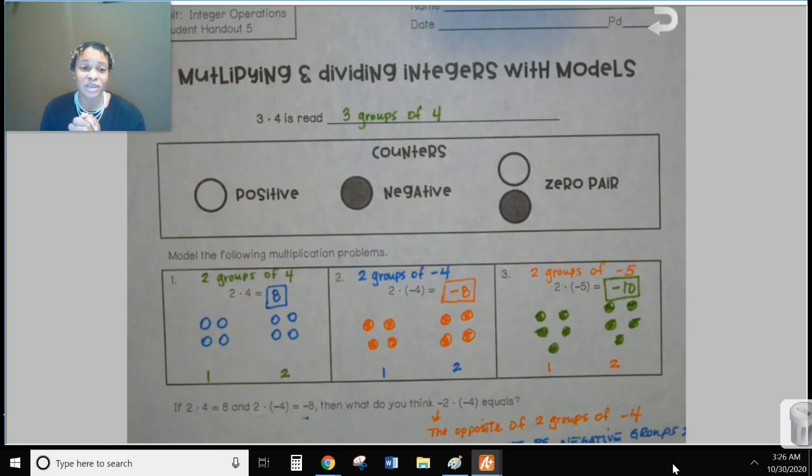Today we'll be finishing up the rest of this multiplying and dividing integers with models concept. So, quick reminder, open circles will be positive, shaded circles will be negative. We need a positive and a negative to make a zero pair. So let's jump right in.